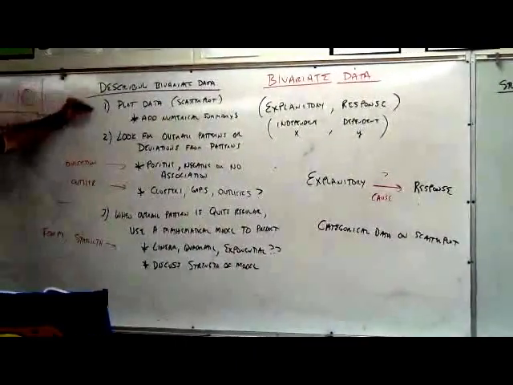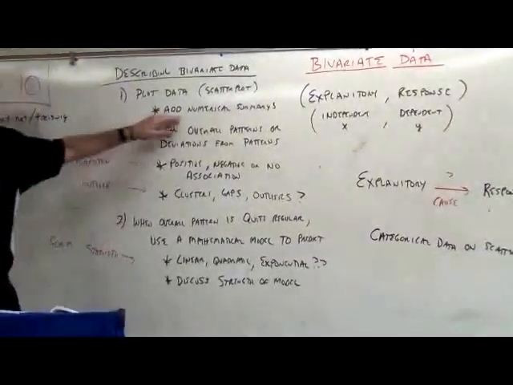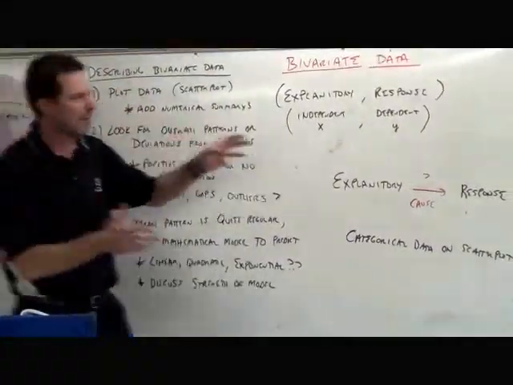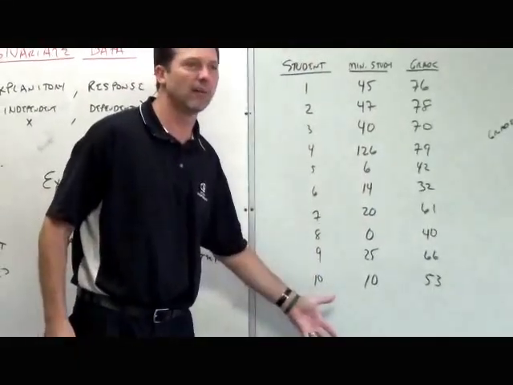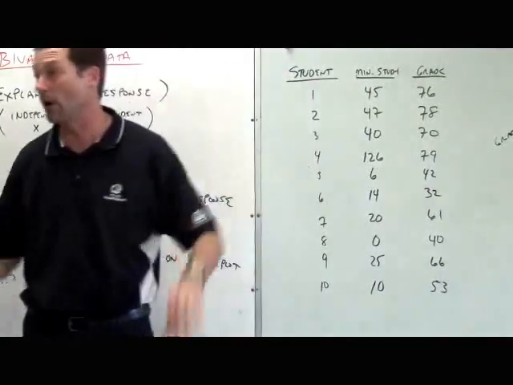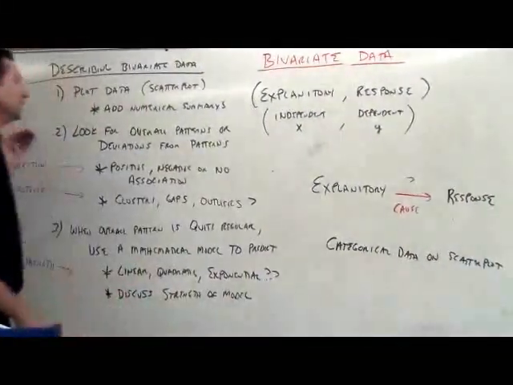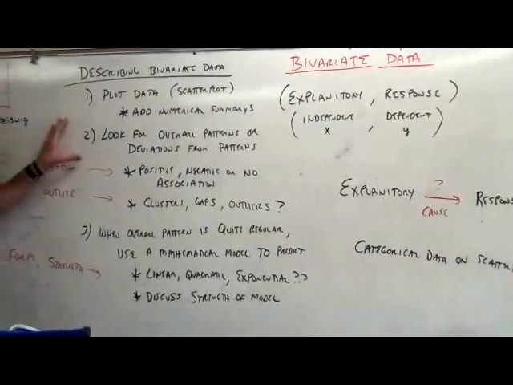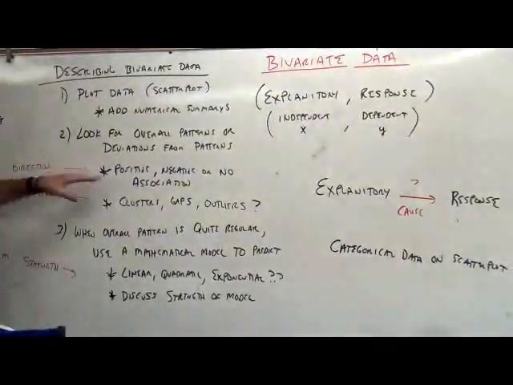First thing we always do if we're given some bivariate data, we want to plot it. It's called a scatter plot. And then we may want to add some numerical summaries, like the mean and standard deviation of how long people studied and the mean and standard deviation of the test scores separately. But these are the big guys: we want to look for overall patterns or deviations from the patterns.